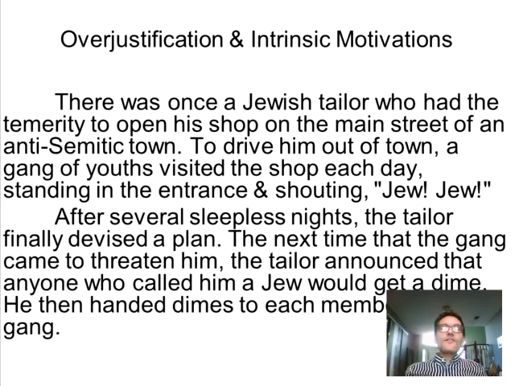So there once was a Jewish tailor who had the courage to open his shop on the main street of an anti-Semitic town. To drive him out of town, a gang of youths visited the shop each day, standing at the entrance and shouting, "Jew, Jew!" After several sleepless nights, the tailor finally devised a plan. The next time that the gang came to threaten him, the tailor announced that anyone who called him a Jew would get a dime. And so he gave dimes out to each gang member. This must have been written a long time ago when a dime was actually worth something.